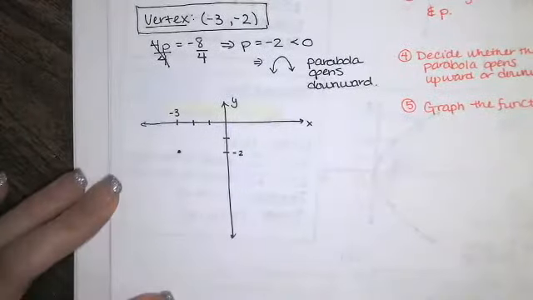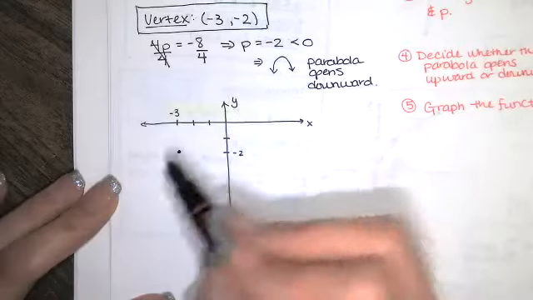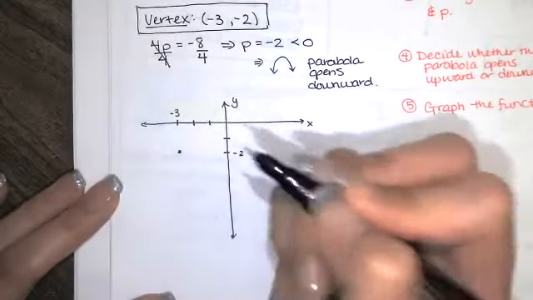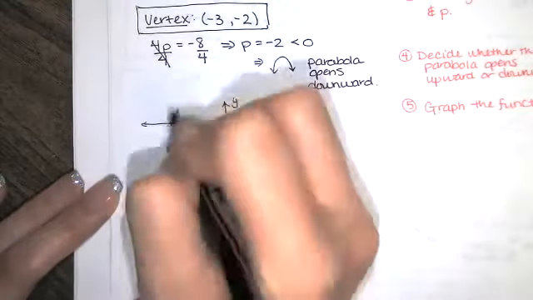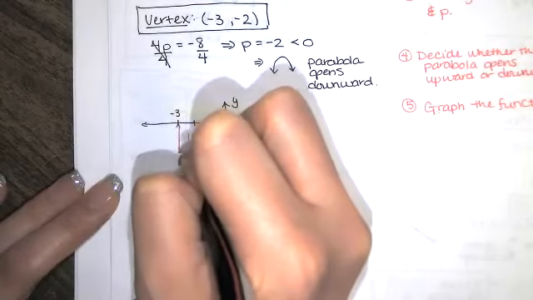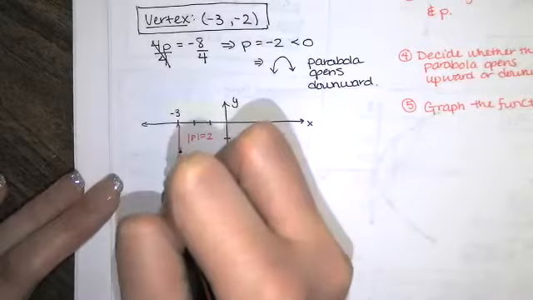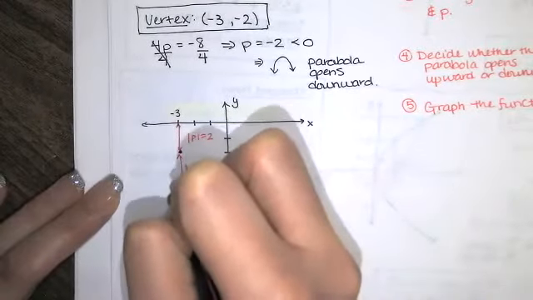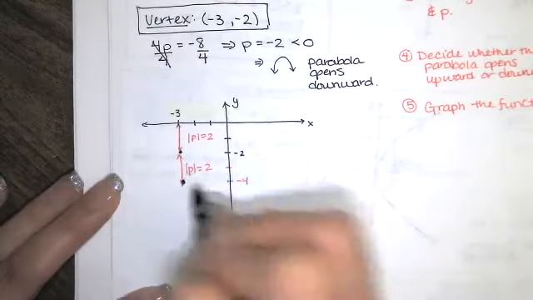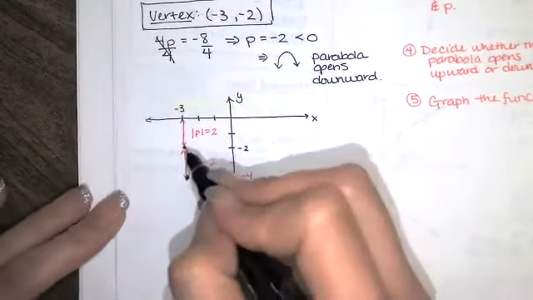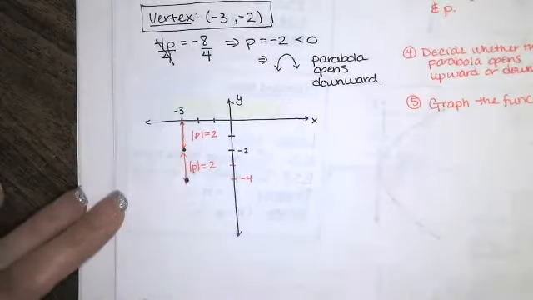Now, the focus is absolute value of p units from the vertex. So since this opens down, we're going to go down 2 units. Absolute value of p is 2. Absolute value of p over here is also 2. Oops, it only looked like I drew the right thing. And since our parabola opens down, I know this is the focus, and the directrix must be on that line.